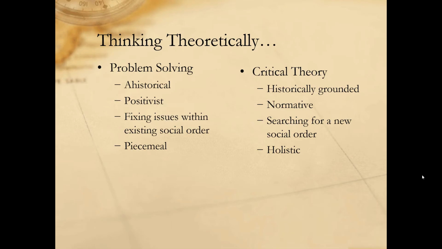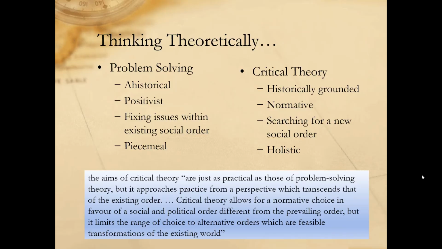Where problem-solving theory is narrowly focused and grounded, critical theory is holistic and radical, seeking to understand the root causes and power relations at the heart of the existing social order. And while problem-solving theory might be seen as conservative, critical theory might be seen as utopian. Indeed, as Cox writes, the aims of critical theory are just as practical as those of problem-solving theory, but it approaches practice from a perspective which transcends that of the existing social order. Critical theory allows for normative choice in favor of a social and political order different from the prevailing order, but it limits the arrangement of choice to alternative orders which are feasible transformations of the existing world.